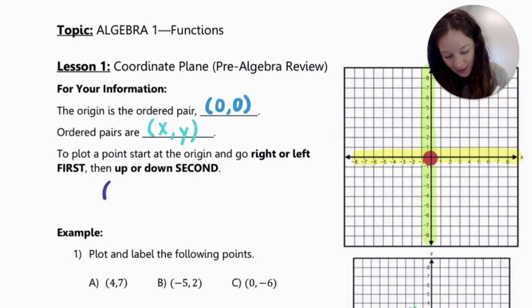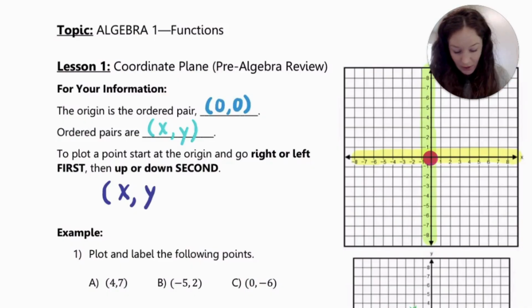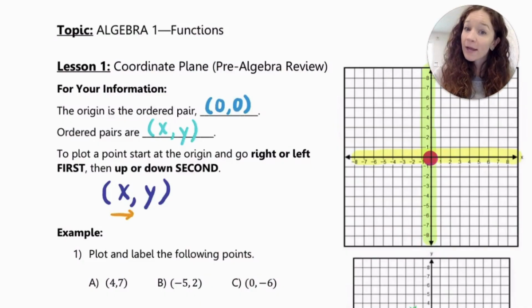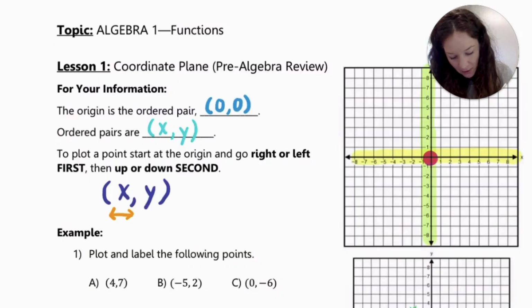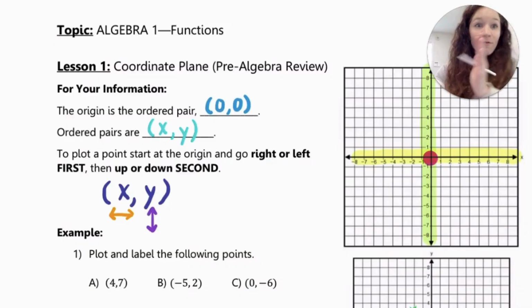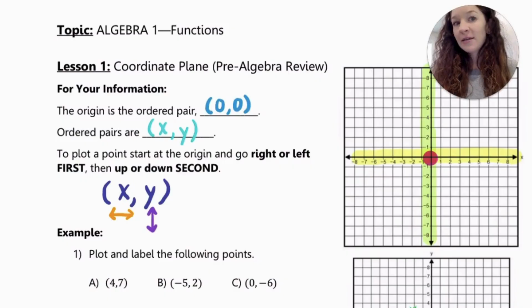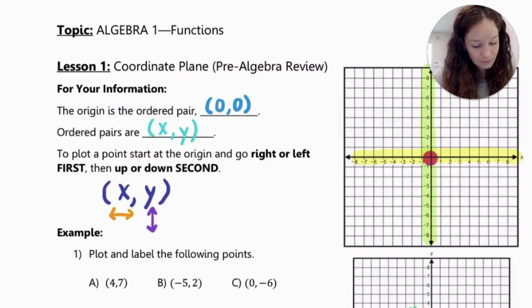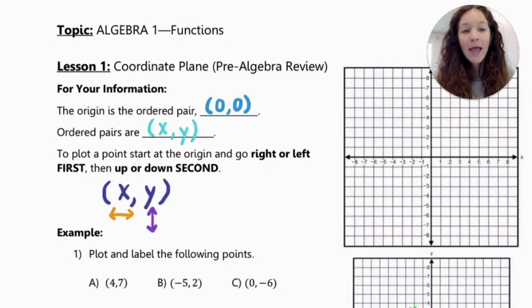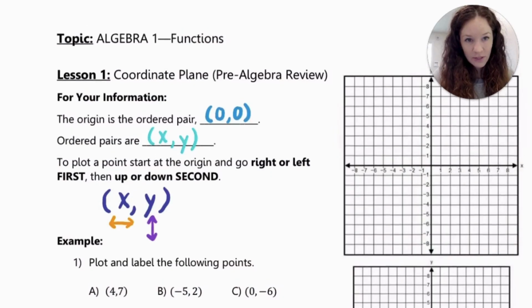So if I write here x, comma, y, my x tells me I'm going to travel left or right. My y tells me I'm going to travel up or down. The x will travel to the right if it is positive. It will travel to the left if it is negative. Our y travels up if it's positive and down if it's negative. So let me clear our highlighting out.